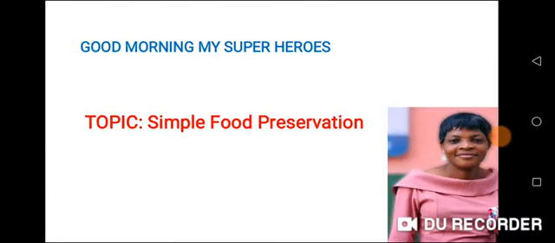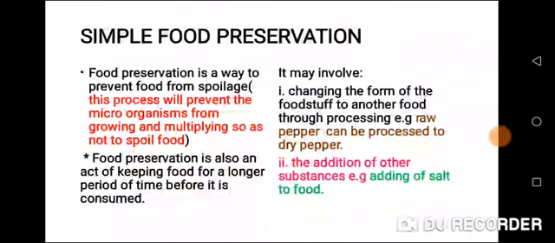Today's topic is simple food preservation. You are all welcome back to online class. Food preservation is a way to prevent food from spoilage. That is, this process will prevent the microorganisms from growing and multiplying so as not to spoil food. Food preservation is also an act of keeping food for a longer period of time before it is consumed.